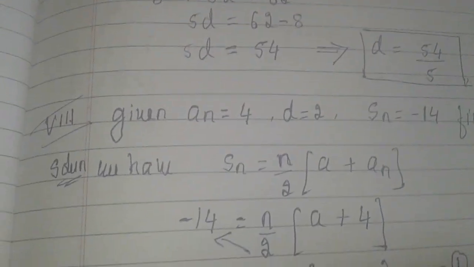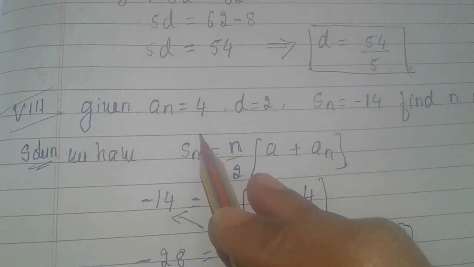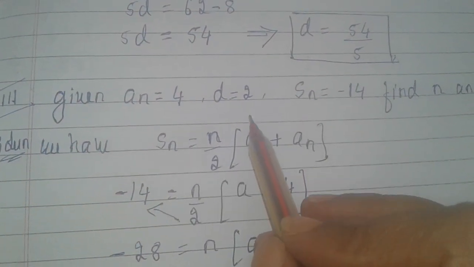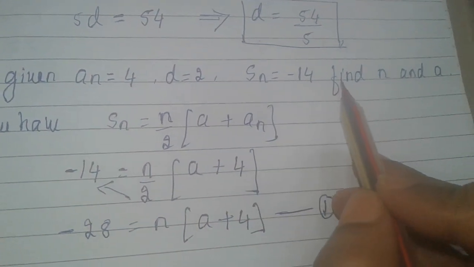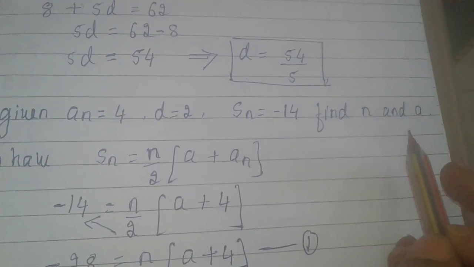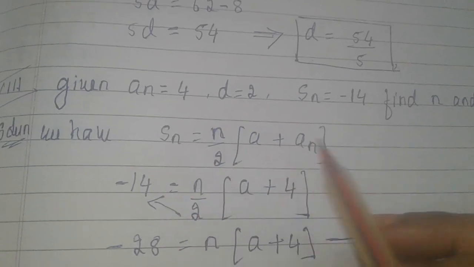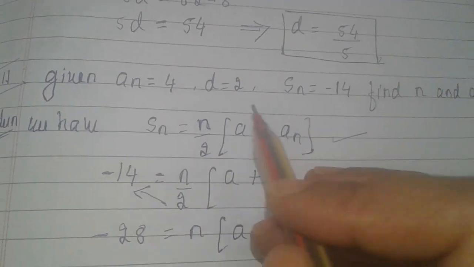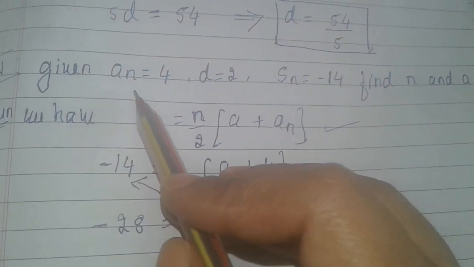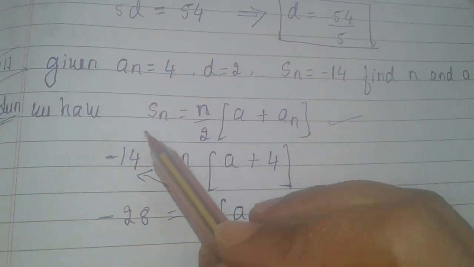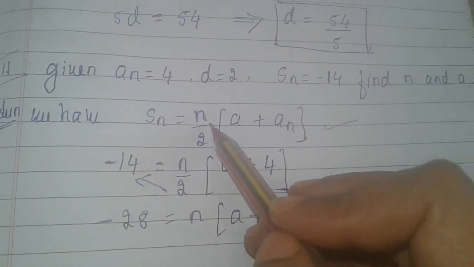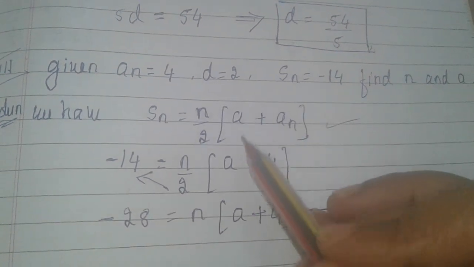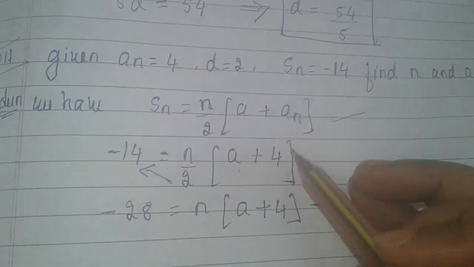The next question is the 8th question. Given an is 4, common difference is 2 and Sn is minus 14. Find n and a. Here also I am taking the second formula because we know Sn and we know an. So substitute: Sn is minus 14, keep n as it is, a also we don't know, keep as it is, an is 4.